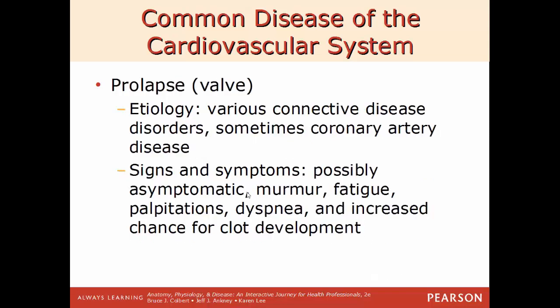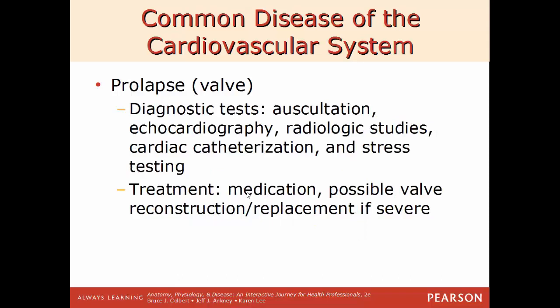Prolapse, in particular with a valve. Etiology: this is due to various connective tissue disorders and sometimes coronary artery disease. Some signs and symptoms: this could possibly be asymptomatic. You may have a murmur, there may be fatigue, palpitations, dyspnea, an increased chance for clot development. Diagnostic tests for prolapse of a valve: auscultation, echocardiograph, radiologic studies, cardiac catheterizations, and stress testing. For treatments, medications, and possible valve reconstruction or valve replacement if it's a severe case.